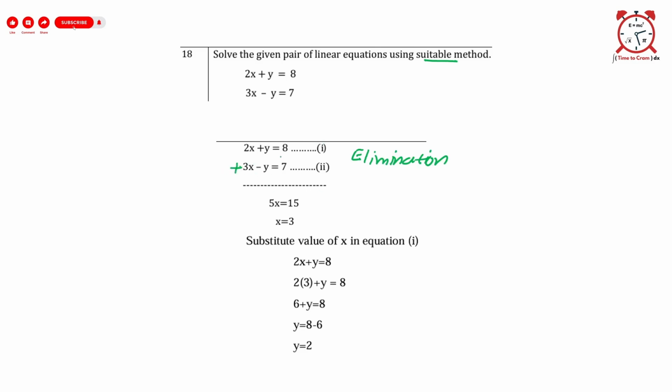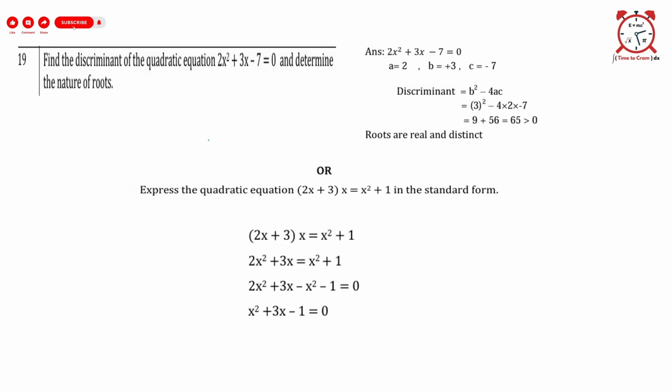So we use the elimination, then we are getting the value of x equal to 3. X equal to 3. We will keep this x equal to 3 in equation number 1, then we will get the value of y. So in this way we can solve the given pair of linear equations. So this is a very easy question and easy way we have simplified this question. Next, question number 19. Find the discriminant of the quadratic equation and determine their nature of the roots.